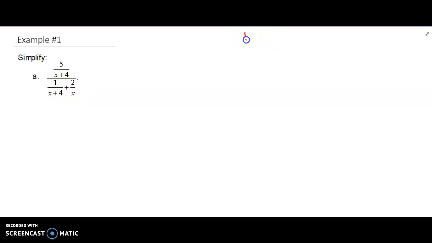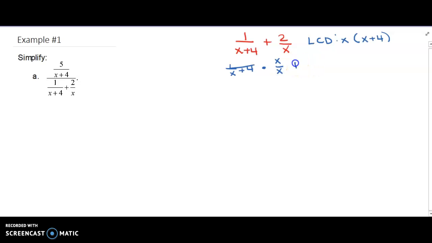So we want to just look at our denominator, so 1 over x plus 4 plus 2 over x. Okay, we want to simplify this first, put it together, and then we want to go back and do the rest. Okay, so if I look here, my least common denominator would be x and then x plus 4. Okay, so 1 over x plus 4, I can multiply this times x over x, add 2 over x, and I'm going to multiply this by x plus 4 over x plus 4.